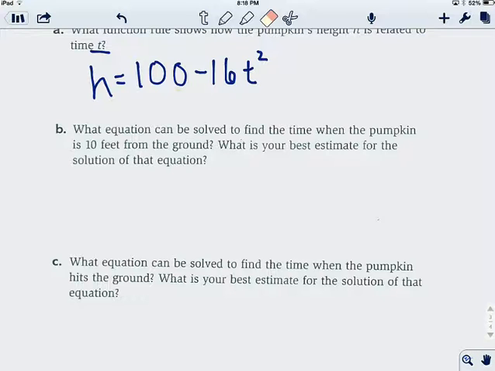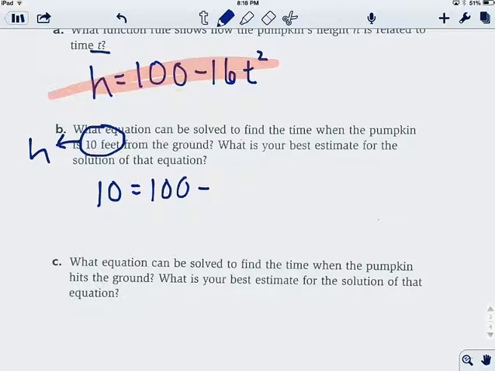So what this means to me is that this 10 feet here, that's my height. Well, I have an equation up above, right? I have this equation. Let's just use that. So instead of h, I'm going to put in 10 equals 100 minus 16t squared. All right, so now I have an equation with just one variable in it.